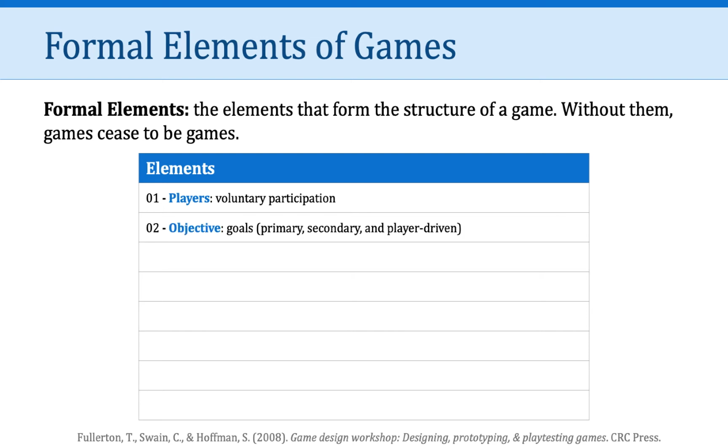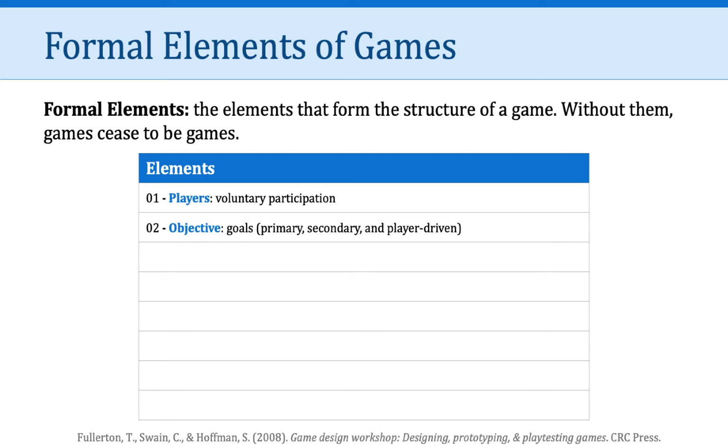The second formal element is very important, and that is the objective. In other words, the goals of the game. Now, we'll learn more about this, but objectives in games can break down into primary, secondary, and even player-driven objectives. The primary objective is usually considered the main objective of the game. So if you take chess as an example, the primary objective in chess is to checkmate your opponent's king. And when that happens, the game is immediately over.